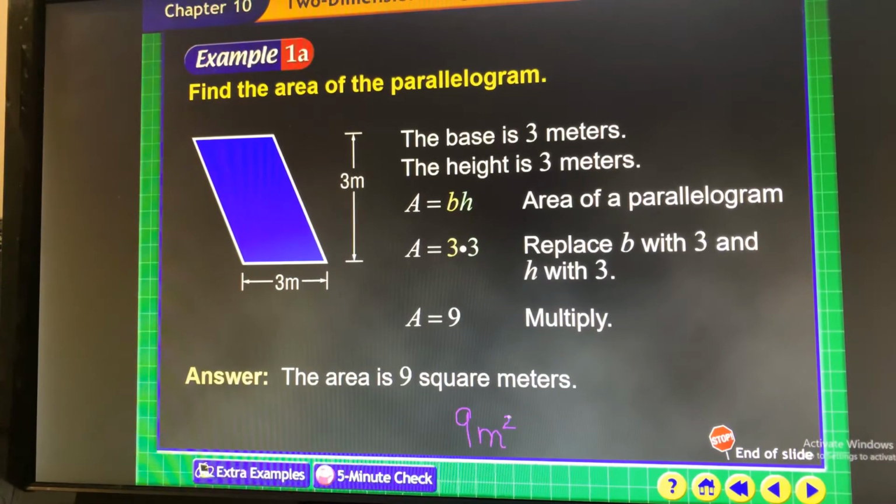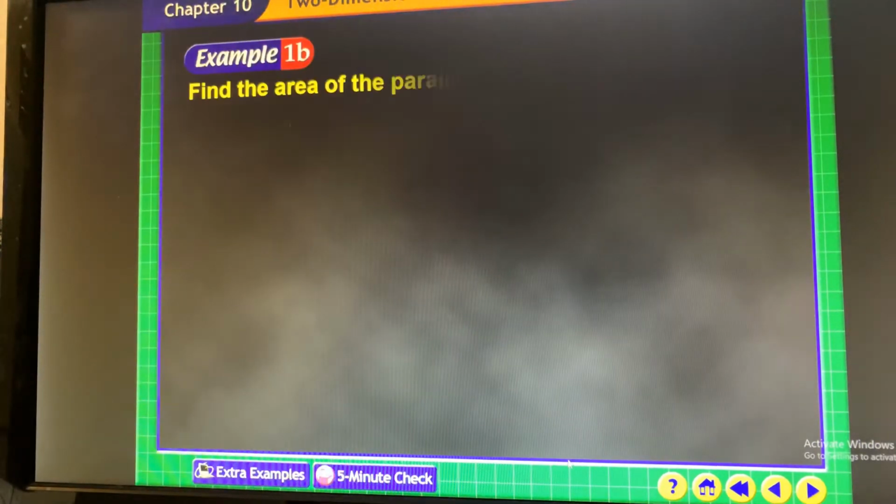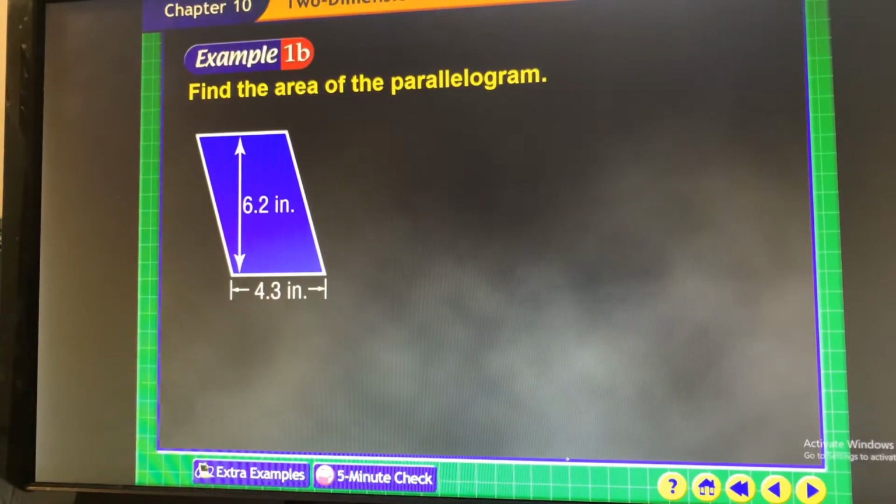Please make sure that the little 2, the square sign, goes next to the unit and not next to the 9. So 9 meters squared. In your homework, I would want you to write area is equal to 9 meters squared. And you can use your calculators on these.